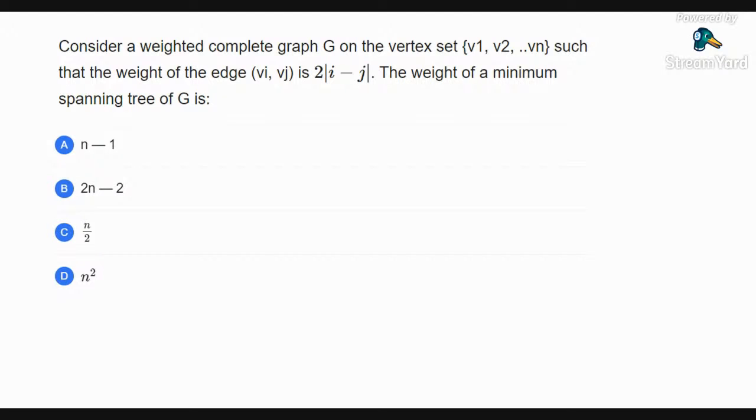Now listen, how many total vertices are there? Total n vertices are there. So how many edges will be required for the computation of the spanning tree? n minus 1 edges will be required. What is the cost of one edge? The cost of one edge is 2. And how many total edges are there? n minus 1. So the final answer will be 2 multiplied by n minus 1, that is 2n minus 2. So the correct option is option B here, 2n minus 2.